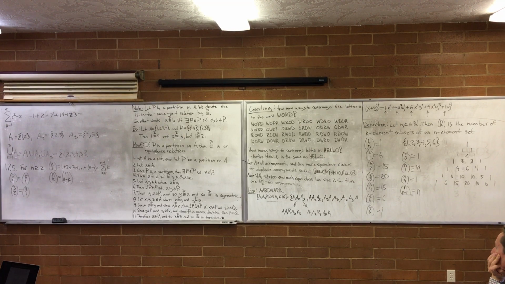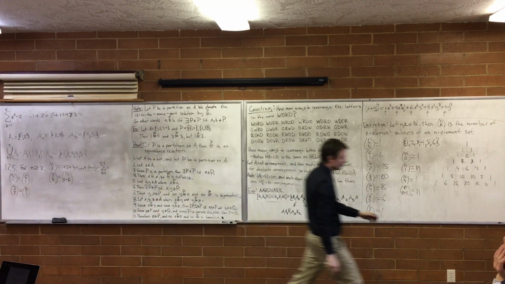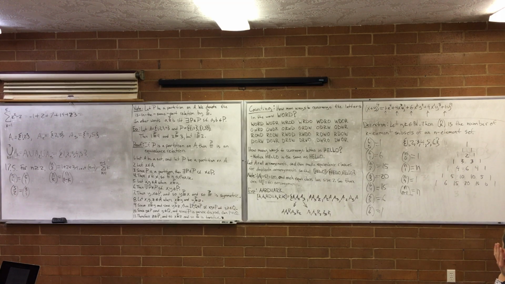Good? See the symmetry? And the way to think about it is that choosing k elements from a set is the same as choosing to leave behind n minus k elements.